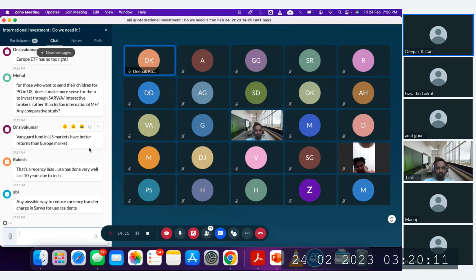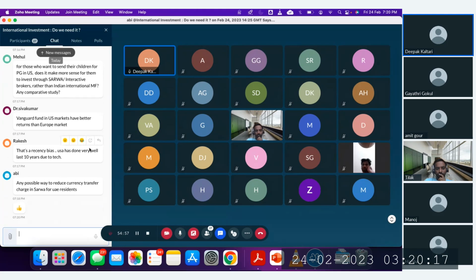Yeah, there is definitely a recency bias. US has done very well in the last 10 years due to tech. Yes, definitely. That's why we need to globally diversify. Just not restrict to America or just not restrict to India. We do not know which country will perform in what way.